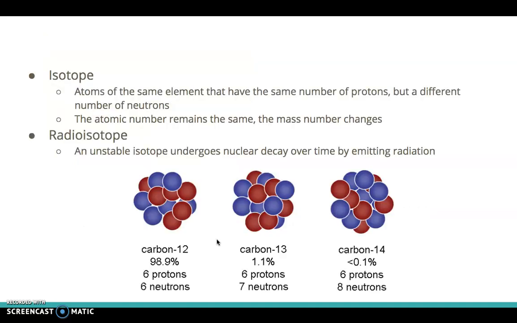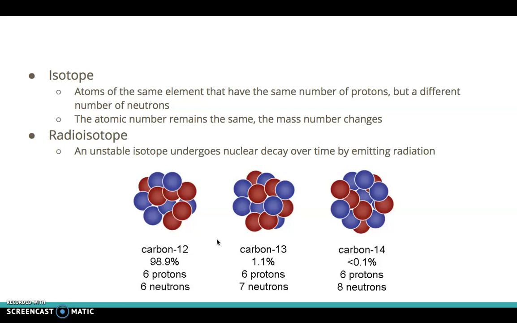We have isotopes. Isotopes are atoms of the same element that have the same number of protons but a different number of neutrons. The atomic number remains the same, however the atomic mass will change. And this makes sense because if an isotope has a different amount of neutrons, the atomic mass is made up of neutrons and protons. So far this makes sense.